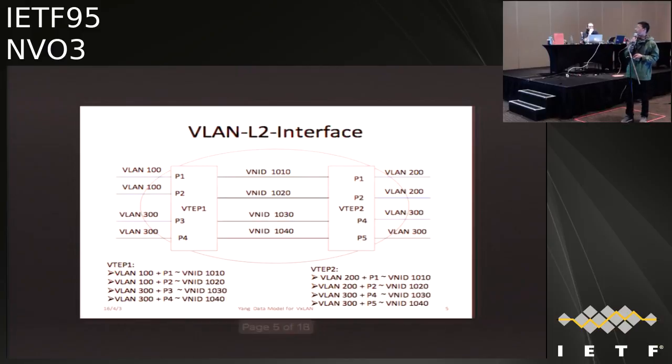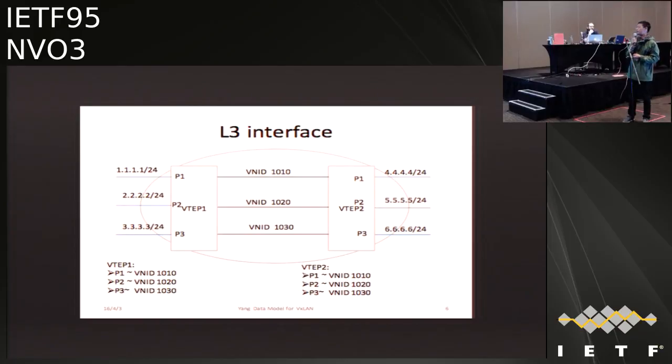So next is the VLAN L2 interface. For this mapping, the port number should be added to the mapping key. Here VLAN 100 plus port 1 will be mapped to VNID 1010. For VTEP 2, VLAN 200 plus port 1 will be mapped to VNID 1010. So this is the VLAN L2 interface.